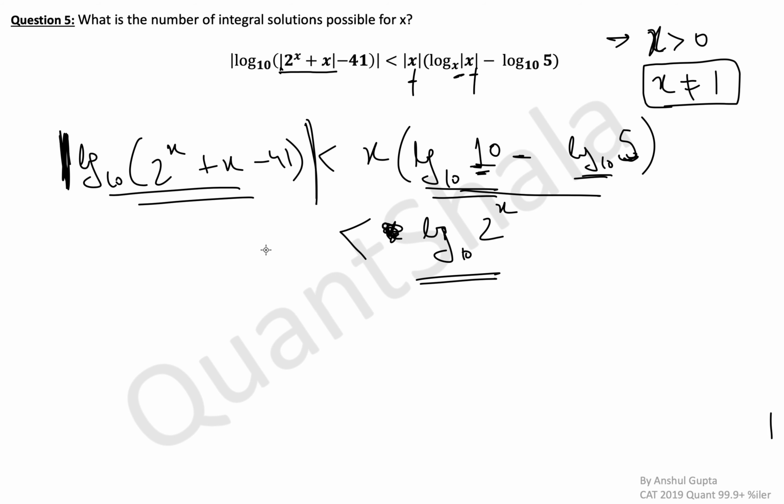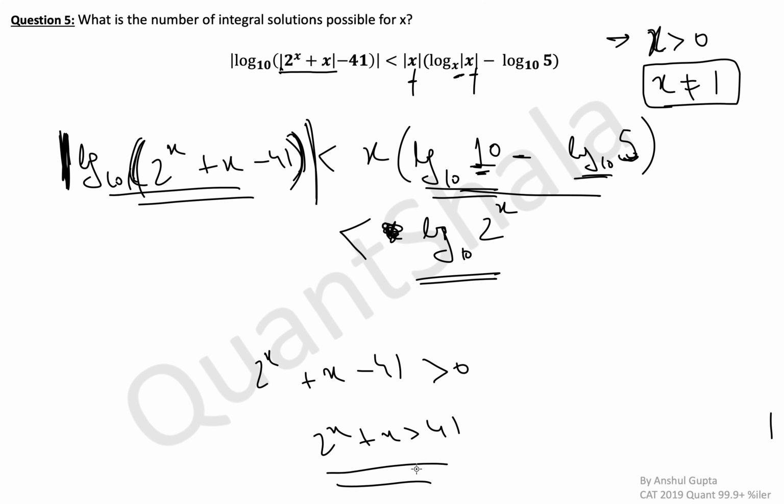Okay. Now let's talk about this modulus. First of all, first thing that we discussed is about domain. The index has to be greater than 0. So this thing in the bracket has to be greater than 0. So let's do that first. Okay. So 2 raised to power x plus x minus 41 greater than 0. So you get 2 raised to power x plus x greater than 41. This is a tough one to solve, but we have number of integral solutions, so we'll only worry about integers here. So we'll see that for integer, let's say 5, you get 2 raised to power 5, 32, plus 5, 37, not greater than 41.